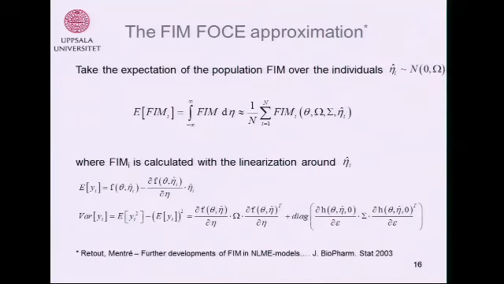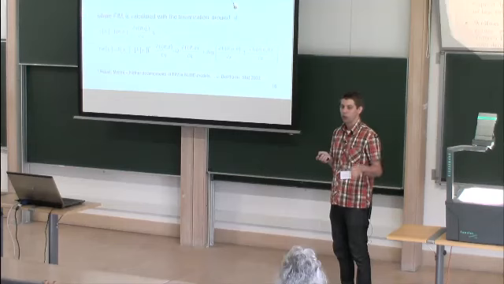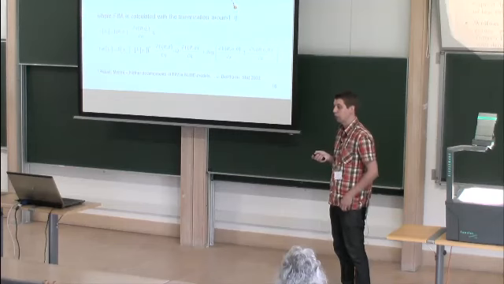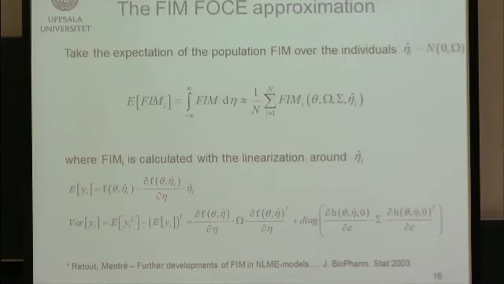So basically, take the expectation of the population FIM over the individuals. What you're doing is you sample individuals from the inter-individual variability. You calculate the Fisher information matrix, where you linearize around this sample, and you sum them up or average them. So the Fisher information matrix is calculated, or the expected value and variance is calculated, at this eta hat, the sample you take from this inter-individual variability.